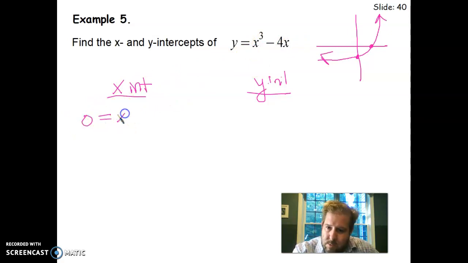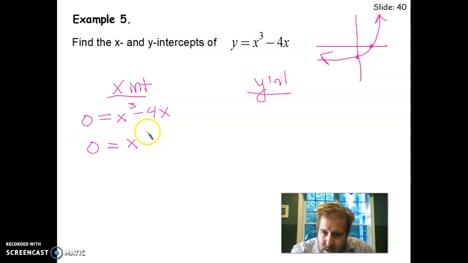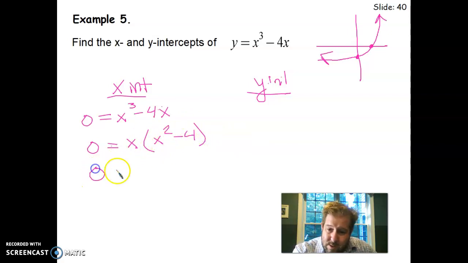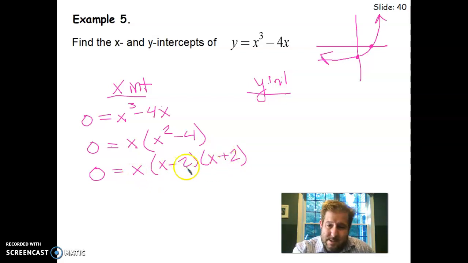So 0 equals x cubed minus 4x. And then if I'm trying to find, well, first of all, I notice that I can factor out the x. And that's going to give me x squared minus 4. And then I know that this can be factored, right? So x times, this is x minus 2 and x plus 2. That's difference of squares. And then I can set each one equal to 0 and solve for each one of those roots. So x is 0.